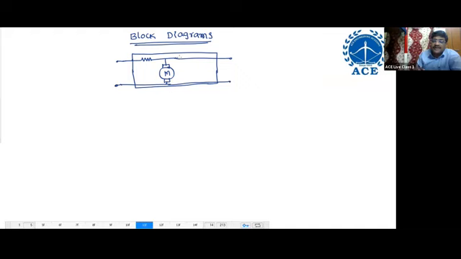How they represent it in the block diagram: they write the mathematical equivalent model for this. That is called the transfer function. Whatever mathematical expression you get, they put in a block, G of S. They consider it as G of S or G1 of S or G2 of S. The input they represent as R of S, and the output they represent as C of S.